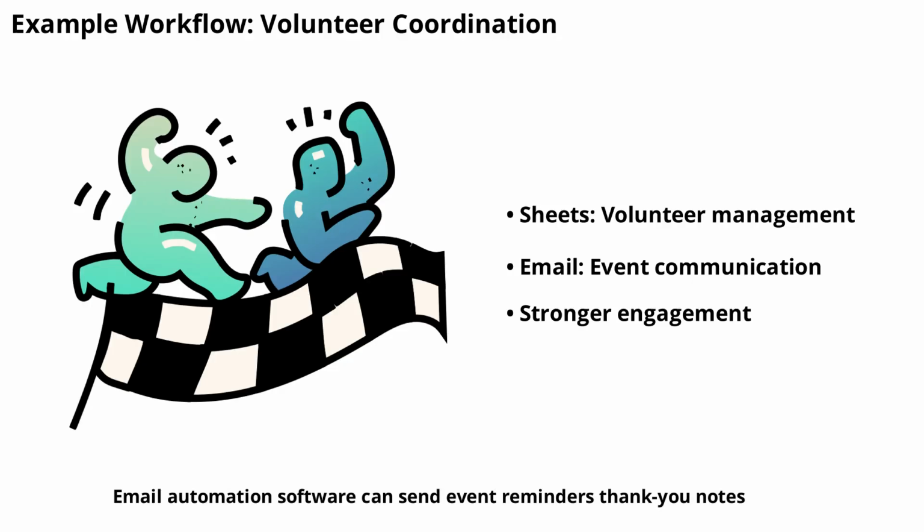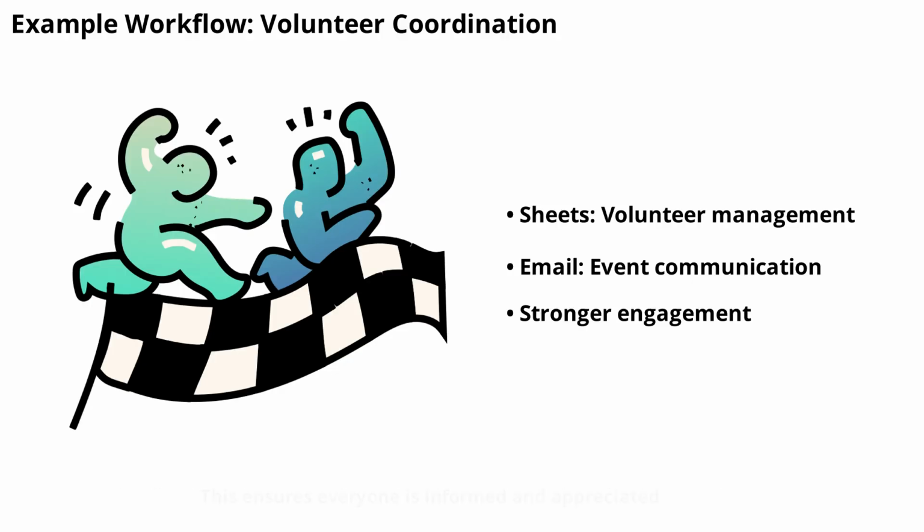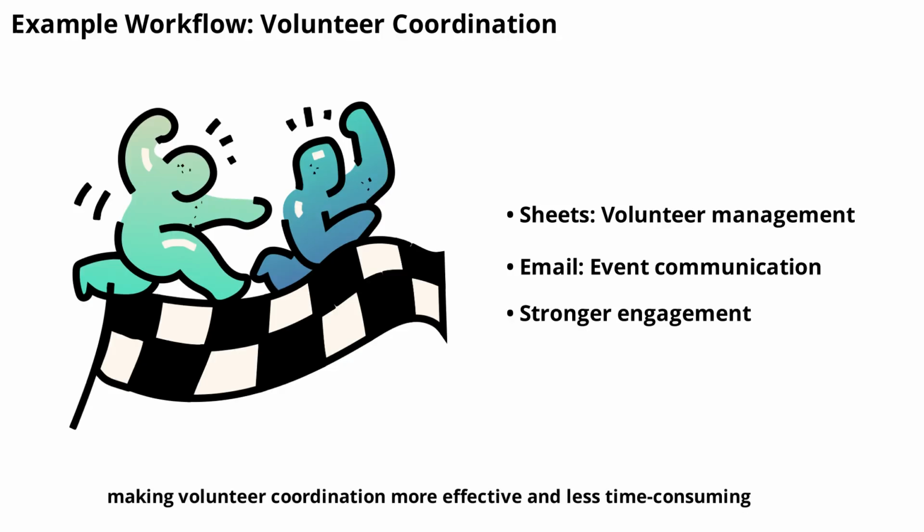Nonprofits often use Google Sheets to manage volunteer schedules and contact information. Email automation software can send event reminders, thank you notes, and updates to volunteers. This ensures everyone is informed and appreciated, making volunteer coordination more effective and less time-consuming.